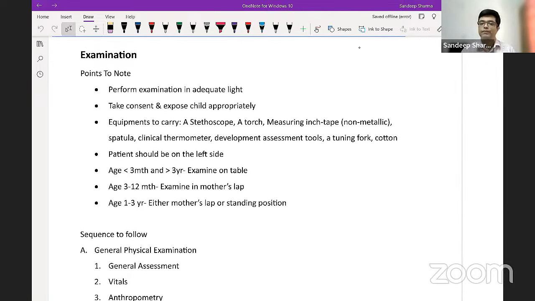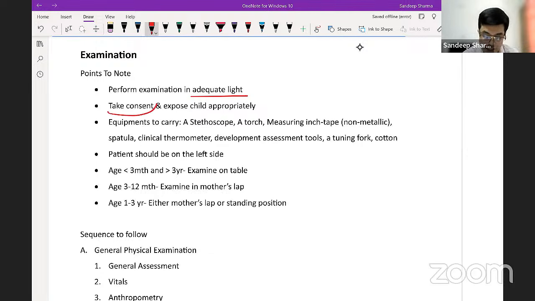So points to note. Just like history, when you perform examination, you should always perform it in adequate light. Don't do it in a closed environment. Preferably natural light should be used. If not possible, then normal tube light can be used. However, the use of those yellow colored bulbs should be avoided. If possible, take the child away from that, because interpretation of signs like icterus can be faulty in yellow light. So use white light where possible. Natural light is always the best.